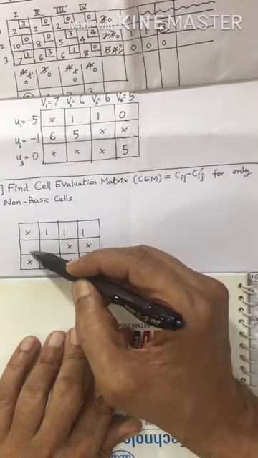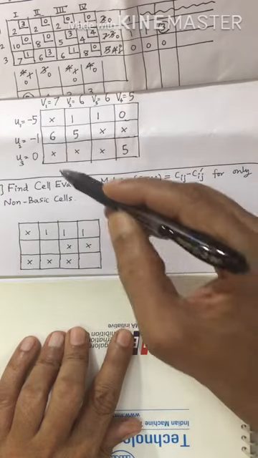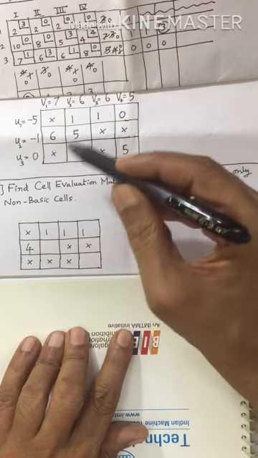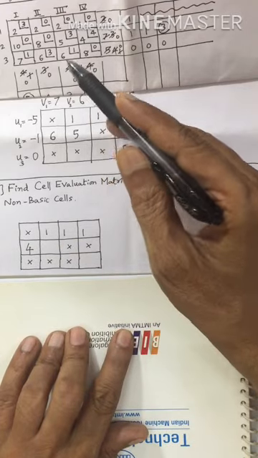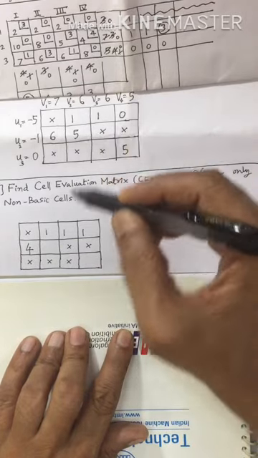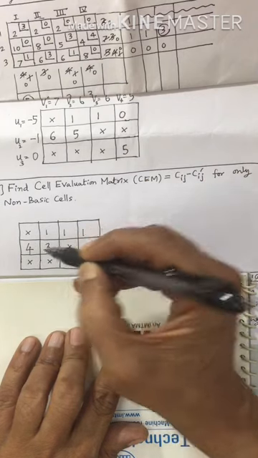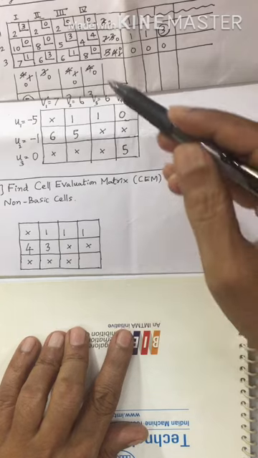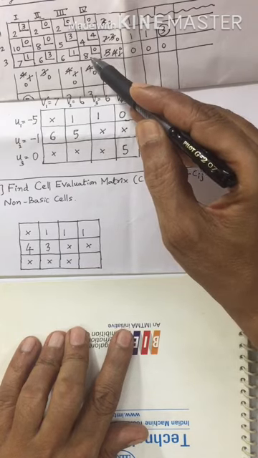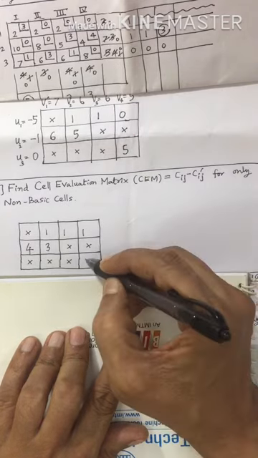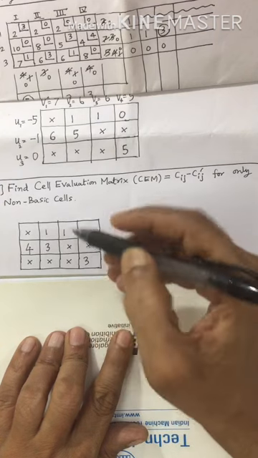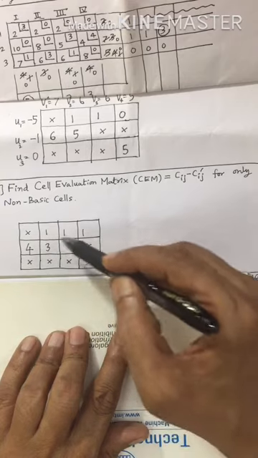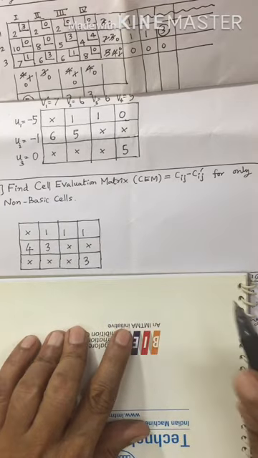Then C21 is 10. C21 dash is 6. 10 minus 6, it is 4. Similarly, C22 is 8. C22 dash is 5. 8 minus 5 is 3. And the third row last cell, C34 is 8 and this is 5. 8 minus 5 is 3. This is what I mean by the cell evaluation matrix, and these are the entries of the cell evaluation matrix.